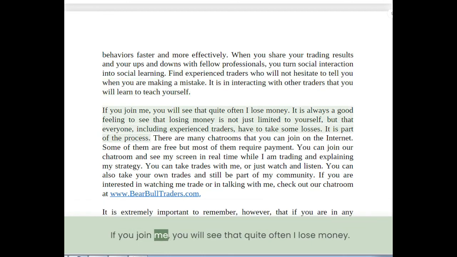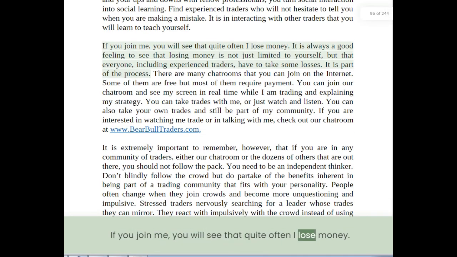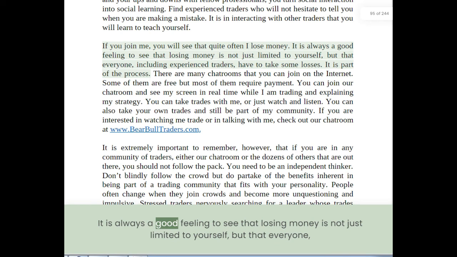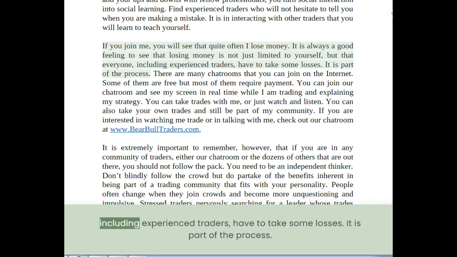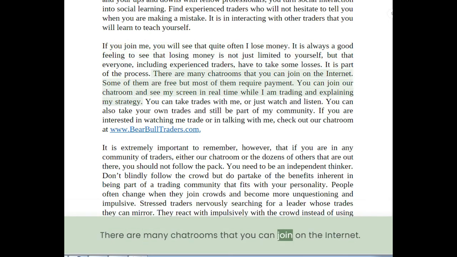If you join me, you will see that quite often I lose money. It is always a good feeling to see that losing money is not just limited to yourself, but that everyone, including experienced traders, has to take some losses. It is part of the process. There are many chatrooms that you can join on the internet. Some of them are free, but most of them require payment.